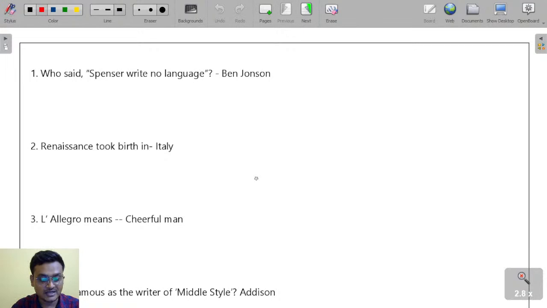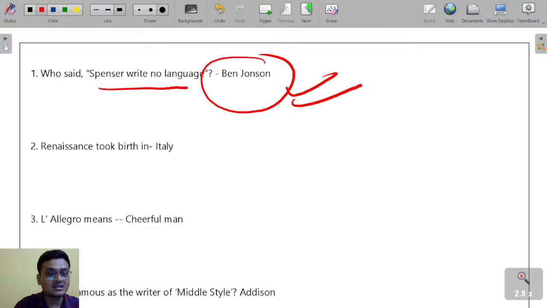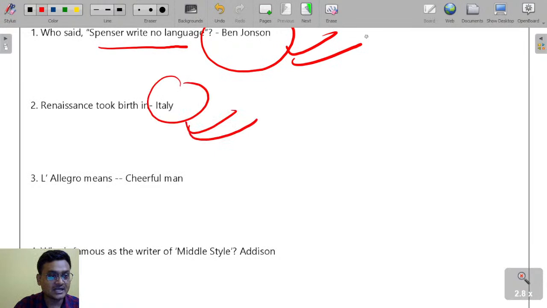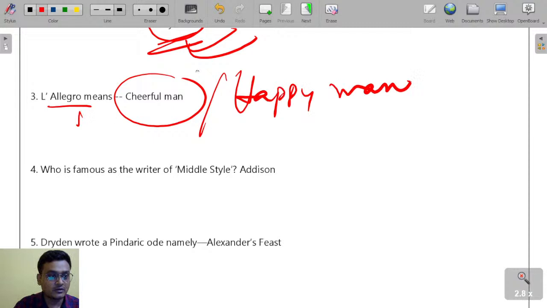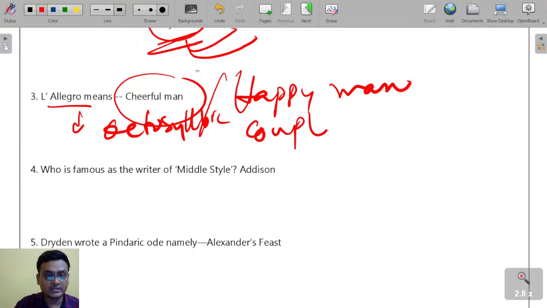Who said Spenser writes no language? It is Ben Jonson. Remember, Ben Jonson said that Spenser writes no language, okay? The Renaissance took birth in Italy, okay? Where did the Renaissance start? It started in Italy, okay? Let's go. L'Allegro means cheerful man or happy man, okay? Written in octosyllabic couplet by Milton. Its companion poem is Il Penseroso, by Milton.